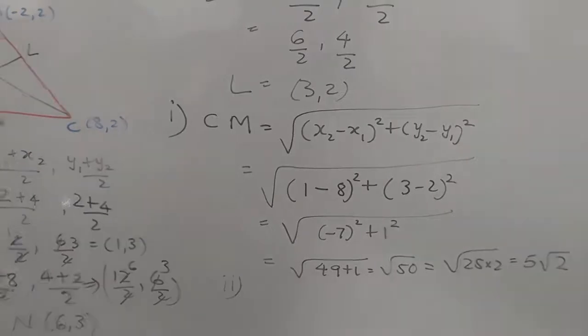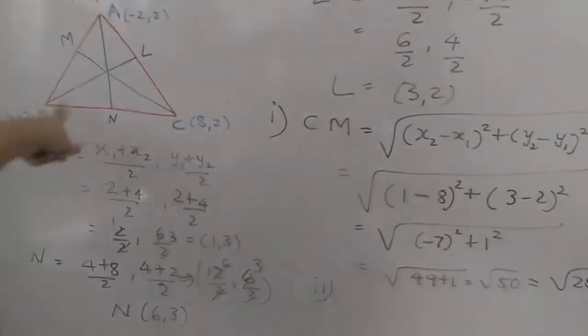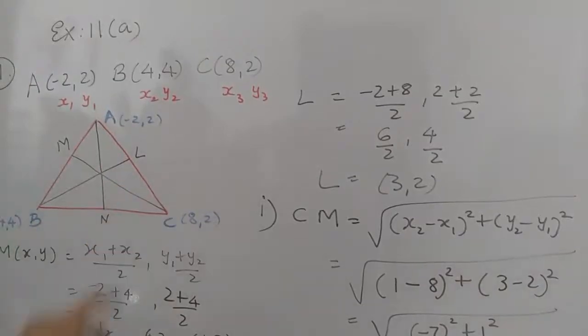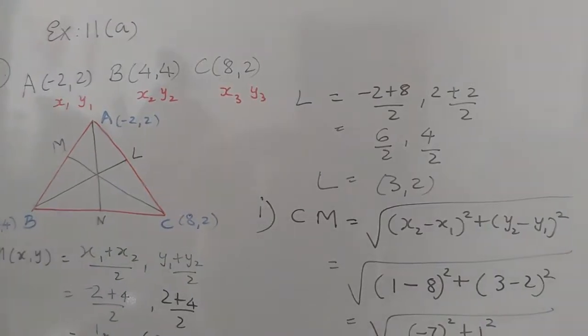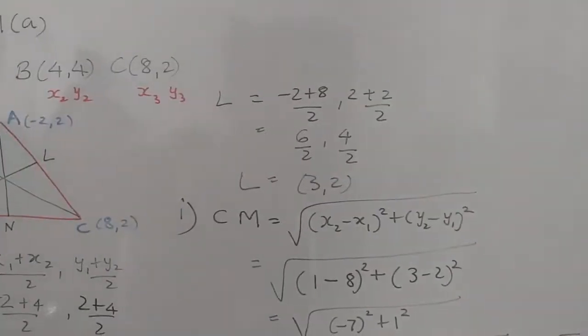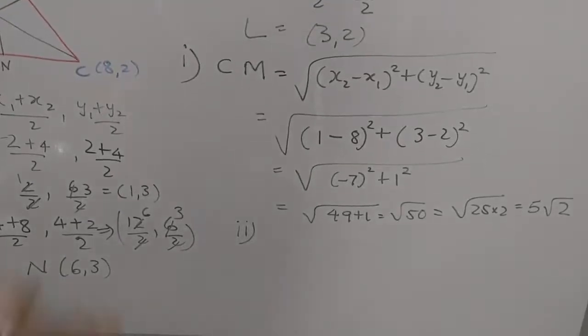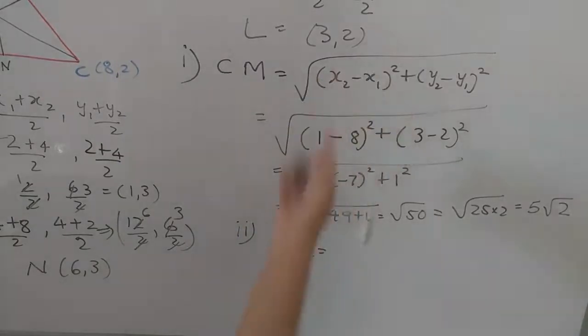BL, you can see in the figure, this is BL. BL is the median on the side AC. So we have to take point B and L coordinates to get our length. For that, again we'll use the distance formula. So now that is BL. I do not write the formula again.